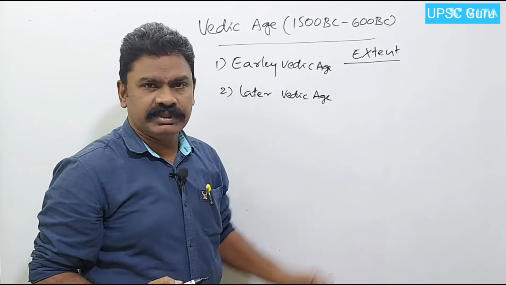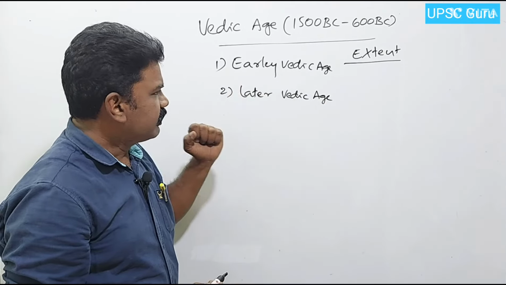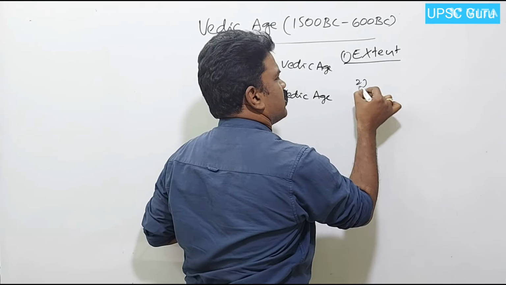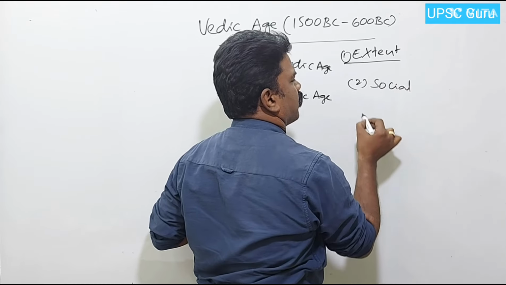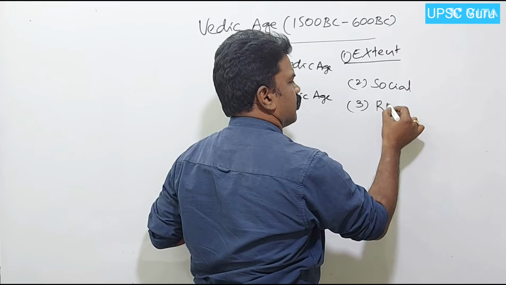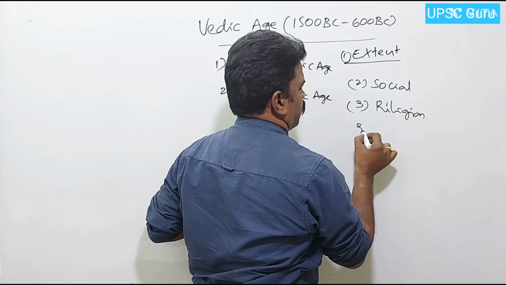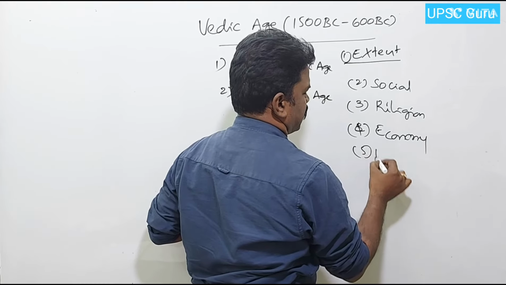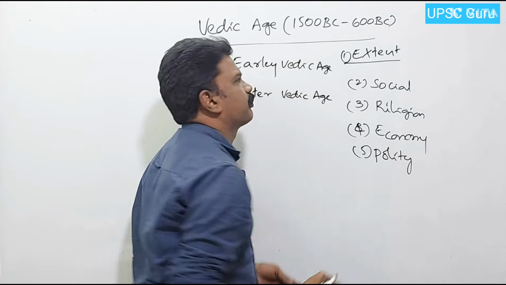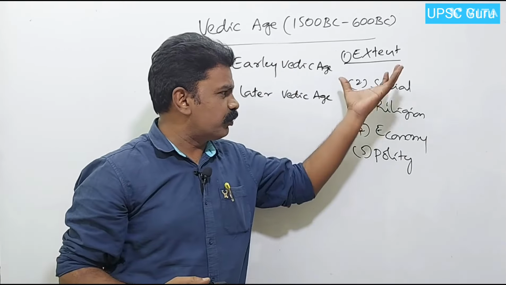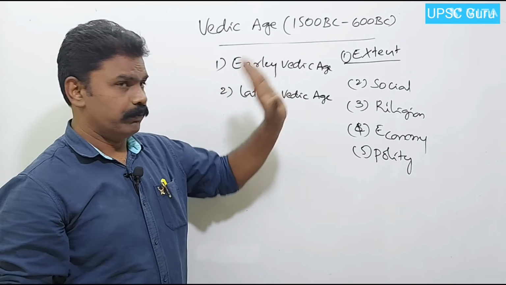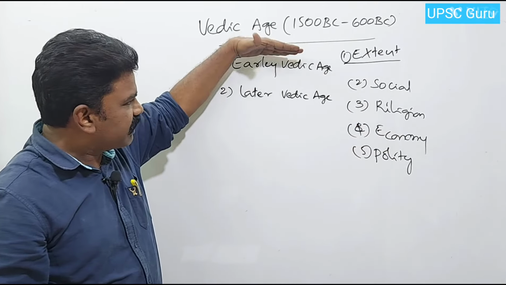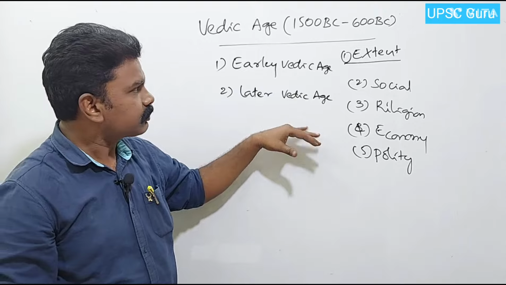How they extended. To understand this, there are some areas to discuss. One is extent, second is social conditions, third is religion of that period, economy of that period, and political conditions of that period, that is polity of that period. If we understand all these things, we will complete the Vedic age. We will go to each and every topic, comparing the early Vedic age and the later Vedic age.